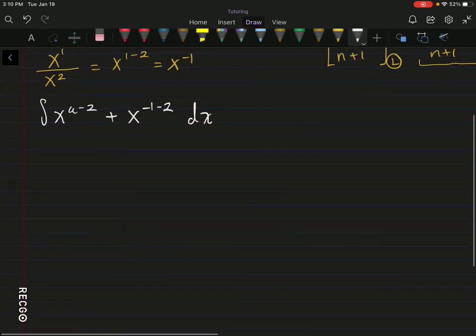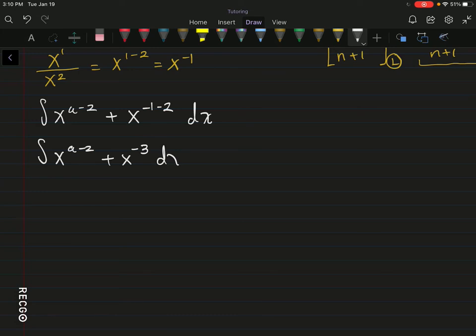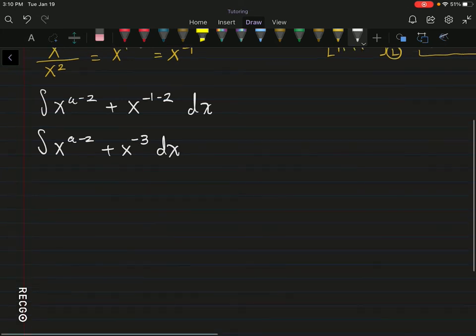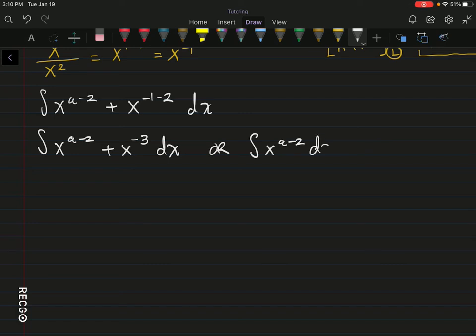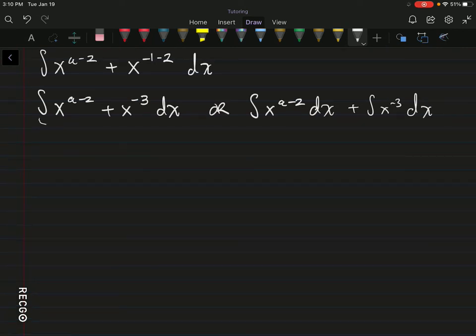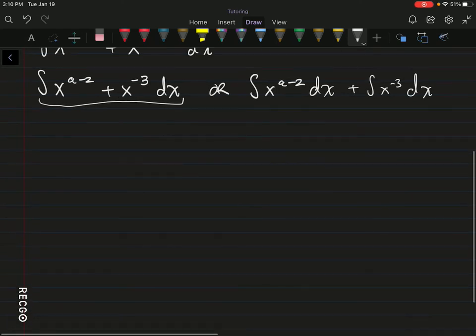dx. Now here we can simplify. x to the power of a minus 2 doesn't simplify, but x to the power of negative 1 minus 2 simplifies to negative 3. Now here we can either just take this integration, or we can separate this into two different integrations, whichever way works. Like this. dx. Okay. I'll go ahead and solve it this way, but you should get the same answer.